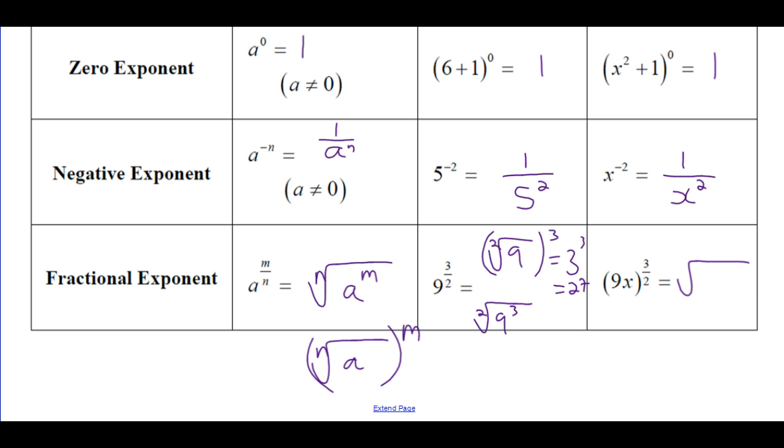9x to the 3/2 would be the square root of 9x to the power of 3. So you don't really need this 2 here as an index. If we leave the 2 out, then we know that it's a square root.